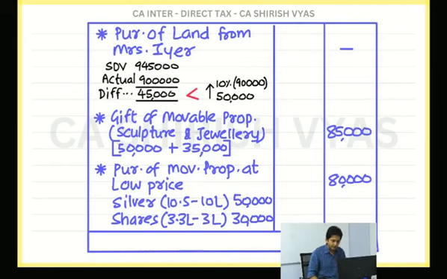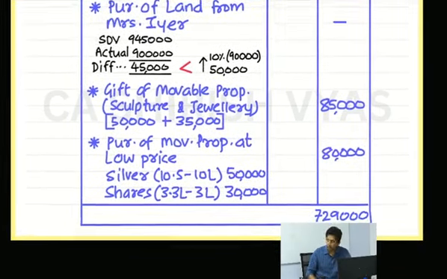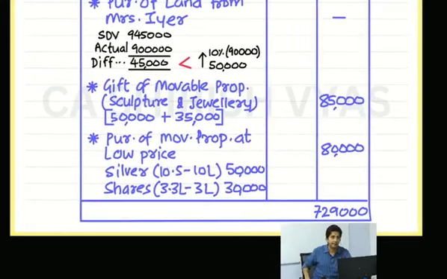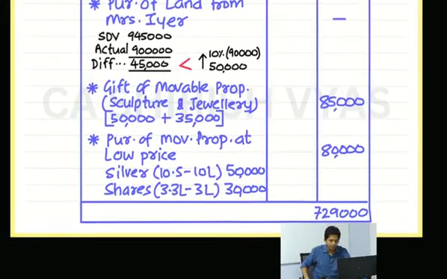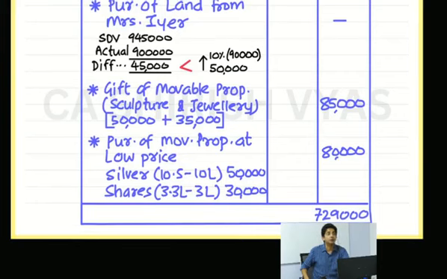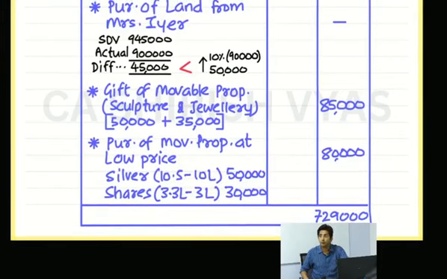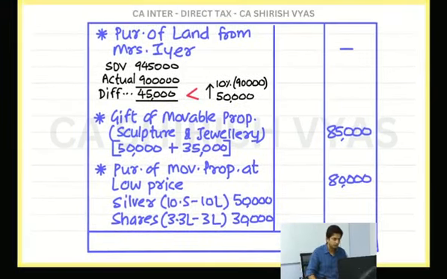So what is the total? 7 lakhs 29,000. I hope you can see the total now. Against the total, what will you write? Taxable IFOS, income from other sources. Done.